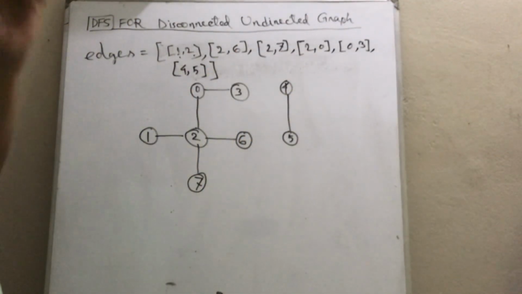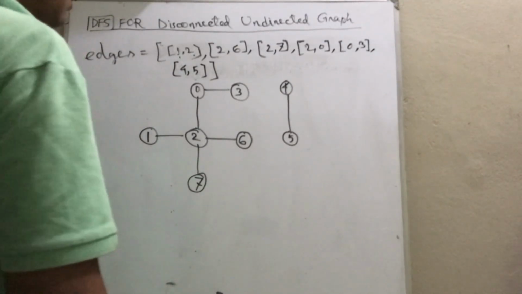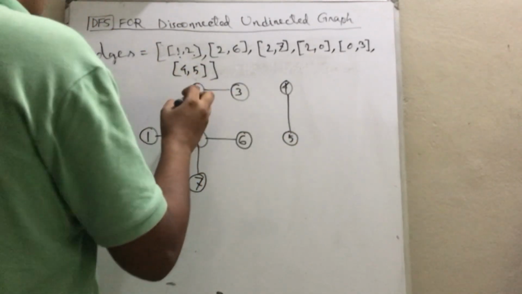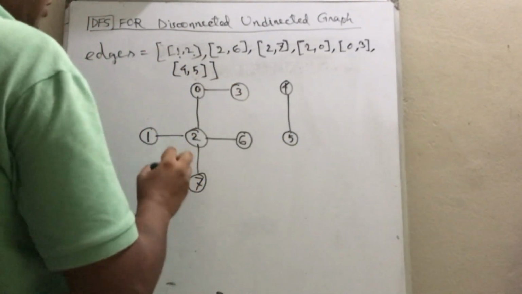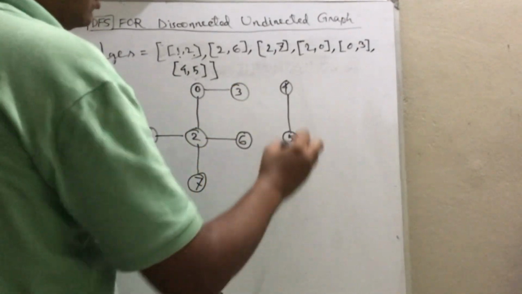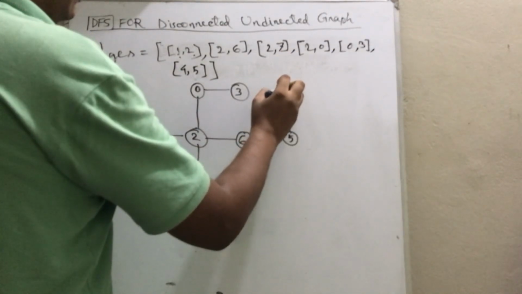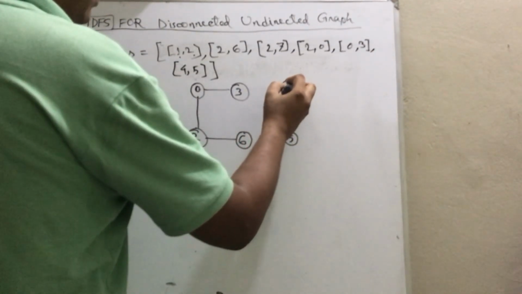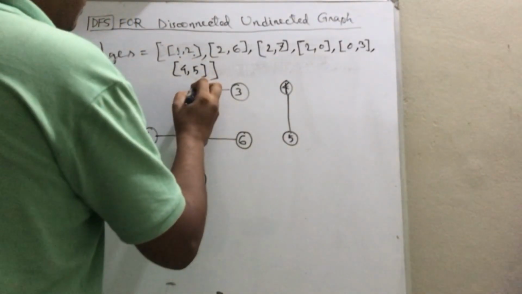Now how will depth first search work? If we start from source 0, we can reach 1, 2, 3, 6 and 7, but we cannot reach 4 and 5. So we have to take 4 as a source for another session. Okay, let's start with 0.